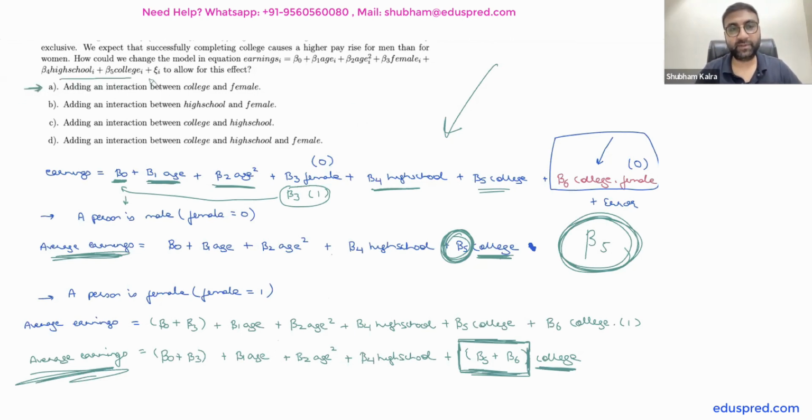Obviously, in the exam, you will not have to do all of this working. I have just shown you all of this working to make you understand how to think about this question. The answer of this question was simple if you think of it in an intuitive manner. Basically, you wanted the effect of college to depend on the gender. So you wanted the effect of college to depend on this variable female.